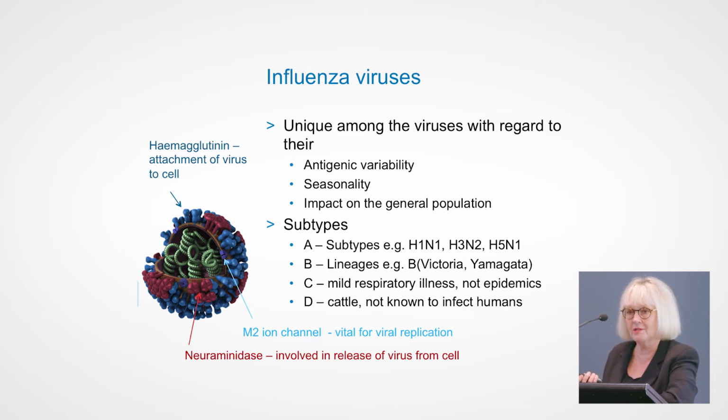In the last few years, the type B viruses have been particularly severe in children, more so than in adults, and that does change from year to year. Type C virus we don't test for very much, but it causes mild respiratory infections in humans. It doesn't cause pandemics. And there is a type D virus which so far hasn't been found in humans. It infects cattle and some other animals.